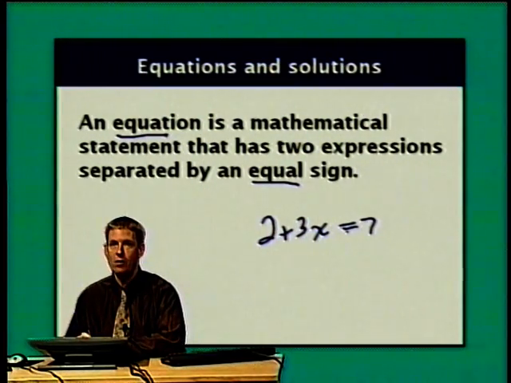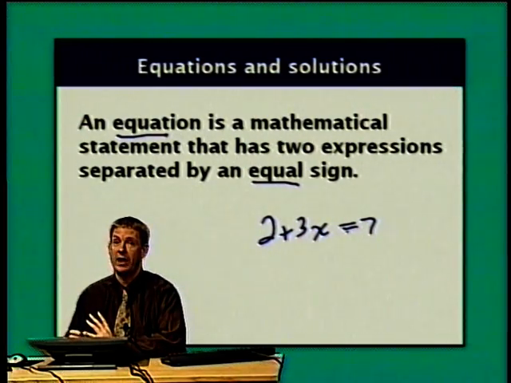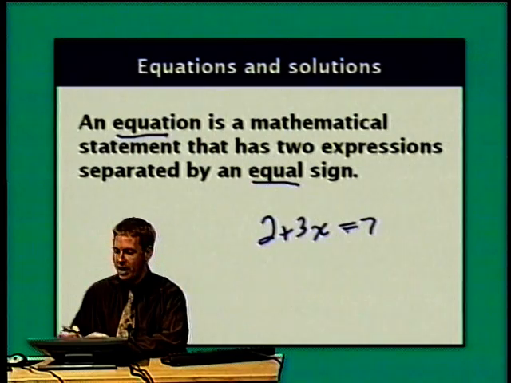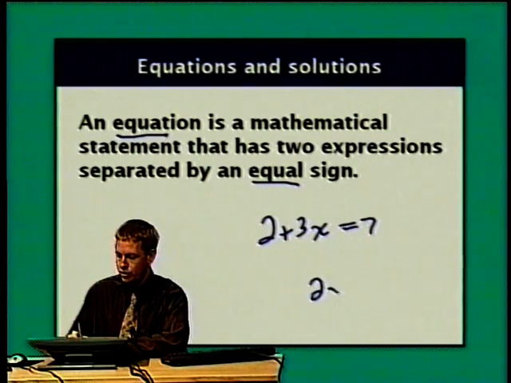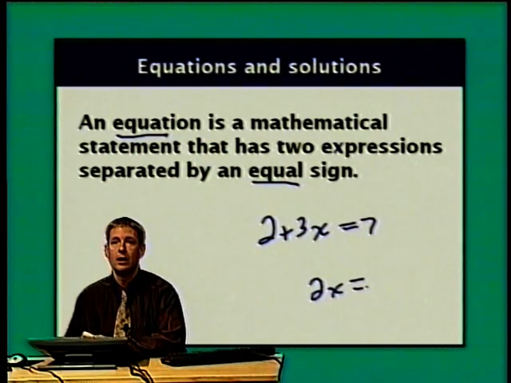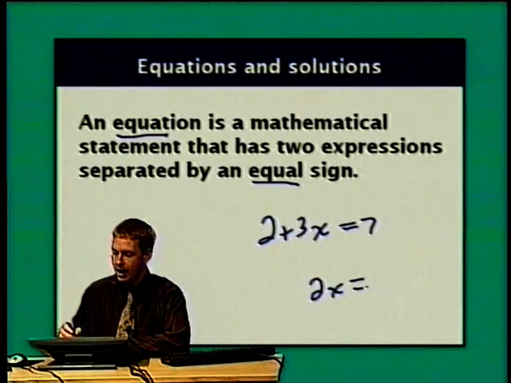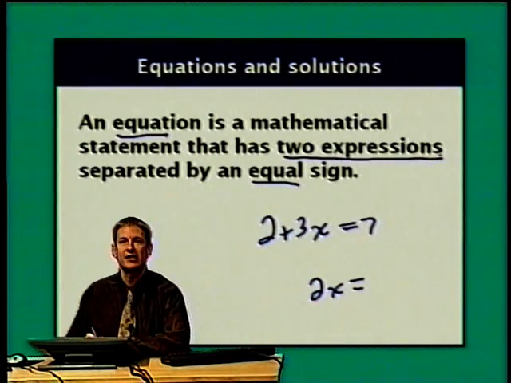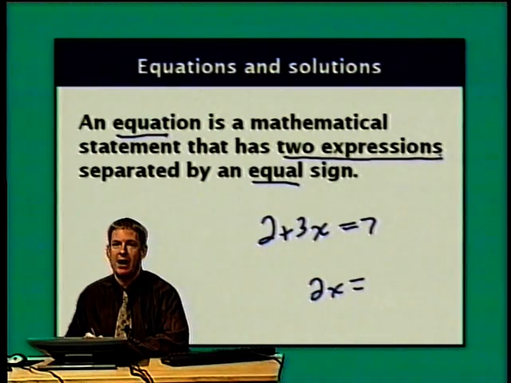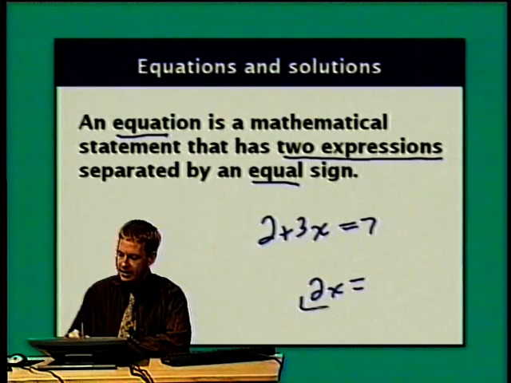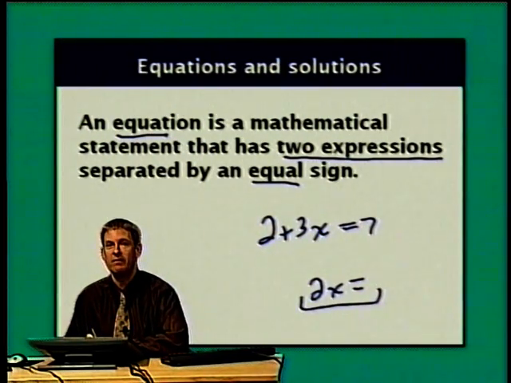That's what makes an equation. There's something else that sometimes somebody might write down that would not be an equation. Something like this, 2x equals. This has an equal sign, but it's not an equation because in order for it to be an equation, there has to be two expressions separated by the equal sign. This is, in a sense, an incomplete phrase.